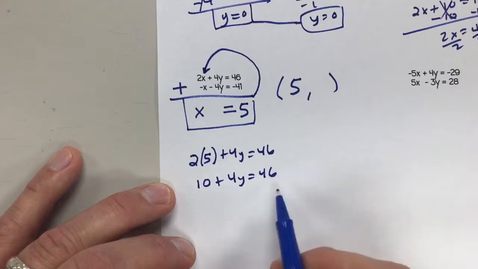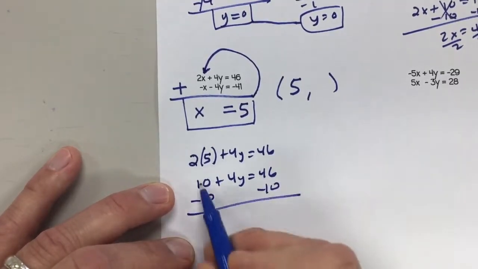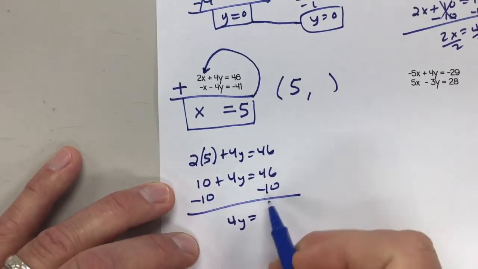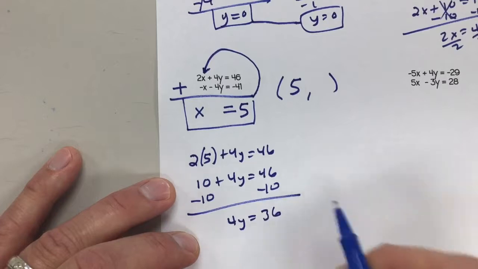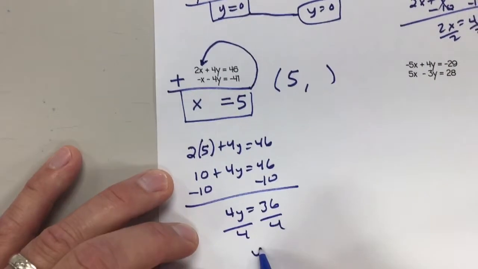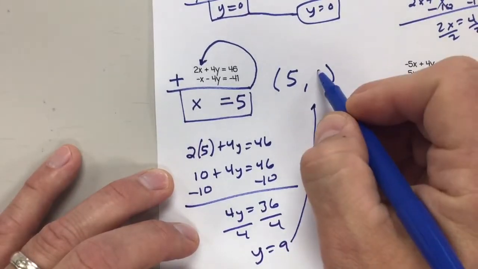Now I'm going to solve this for y. So you get rid of the 10 first by subtraction. Remember, you always do the opposite. It was positive 10 here. I'm going to subtract 10 from both sides. I have 4y equals 36. Then I'm going to divide both sides by 4, and I get y equals 9. So that's the second half of my solution.